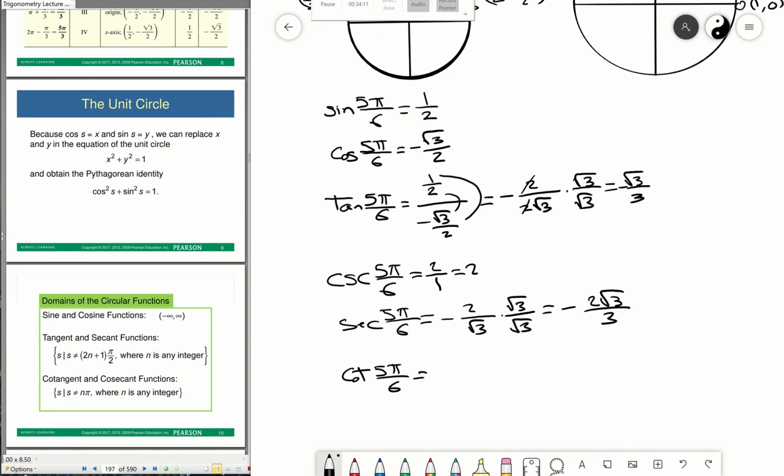And lastly, for the cotangent of 5 pi over 6, it's better to take the reciprocal of the tangent in this form, which is negative 1 over square root of 3, because then we won't have to rationalize again. So we'll just go with negative square root of 3 over 1, which is just negative square root of 3.